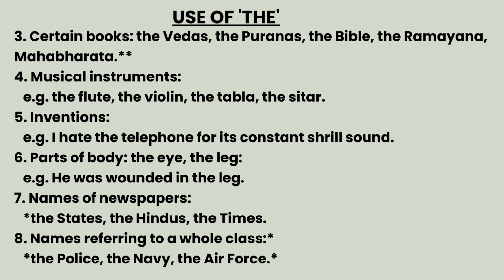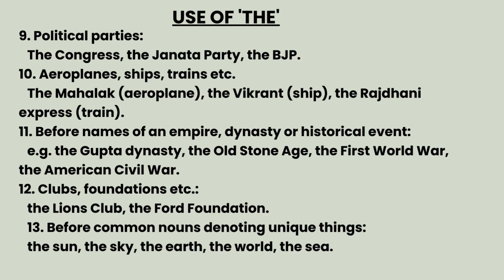Six, parts of the body: the eye, the leg. E.g., he was wounded in the leg. Seven, names of newspapers: the Statesman, the Hindu, the Times. Eight, names referring to a whole class: the police, the navy, the air force. Nine, political parties: the Congress, the Janata Party, the BJP. Ten, aeroplanes, ships, trains, etc.: the Mahabali, aeroplane; the Vikrant, ship; the Rajdhani Express, train.